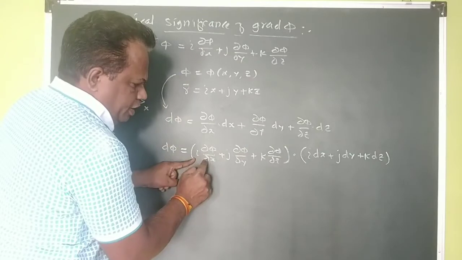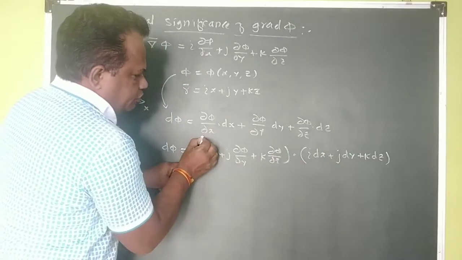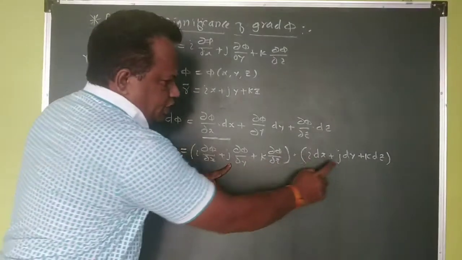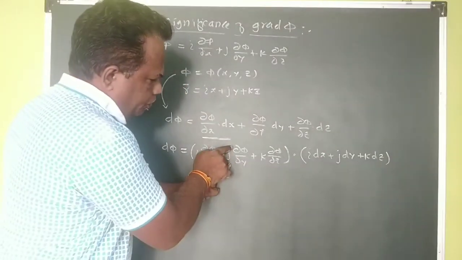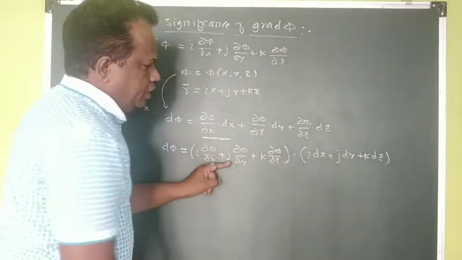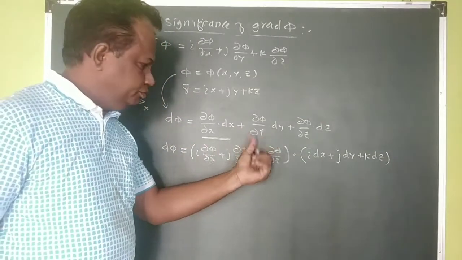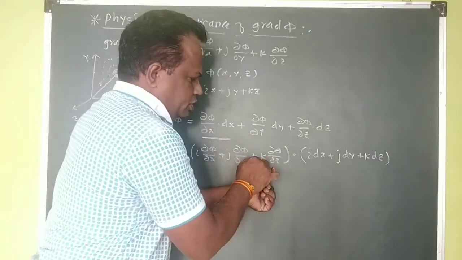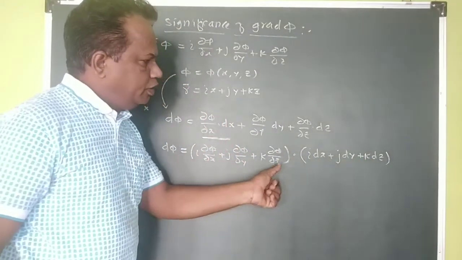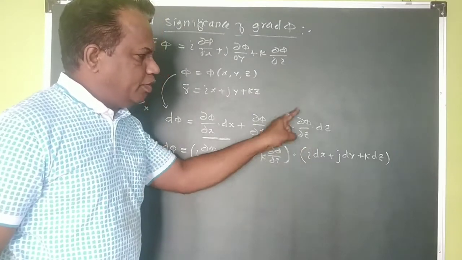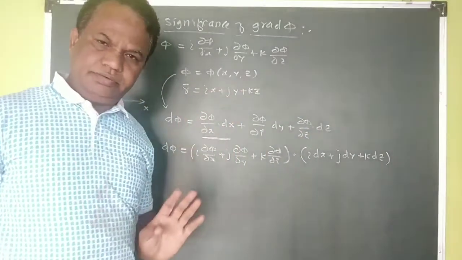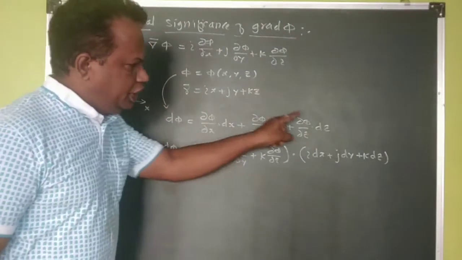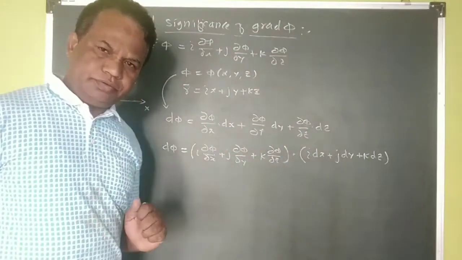So ∂φ/∂x into dx gives the first term. j dot j is 1, that means ∂φ/∂y into dy gives rise to the second term. ∂φ/∂z into dz, because k dot k is 1, and therefore it gives rise to ∂φ/∂z into dz. So this total term dφ is rewritten in terms of a dot product.